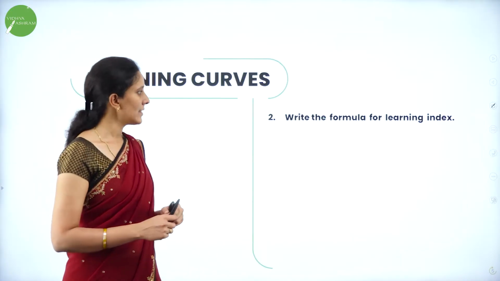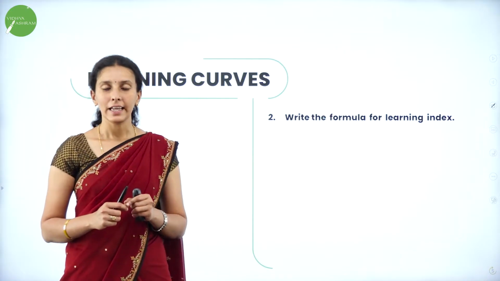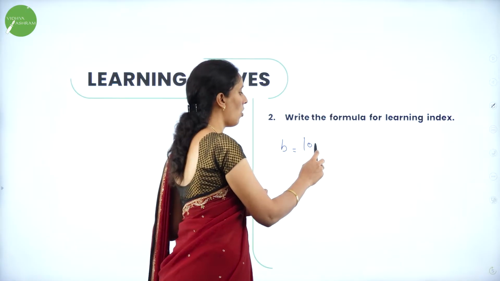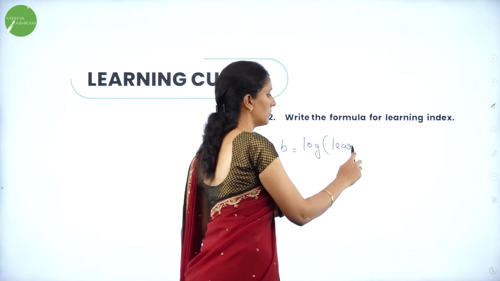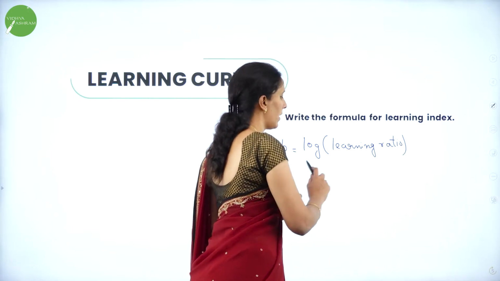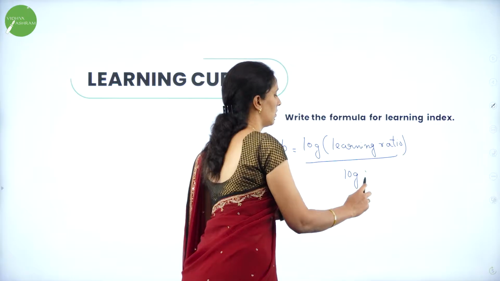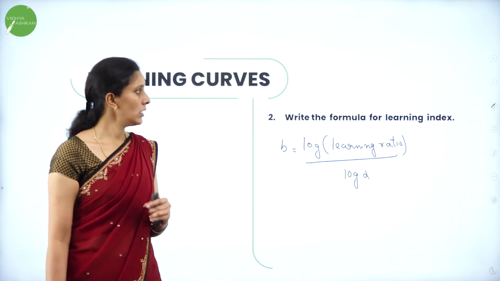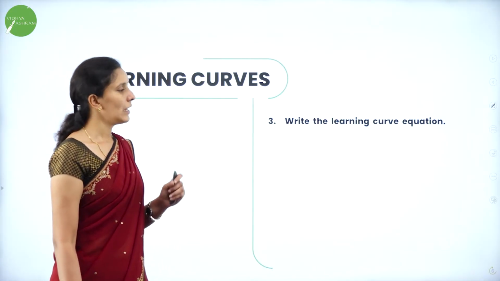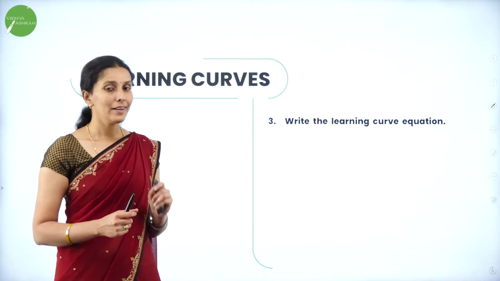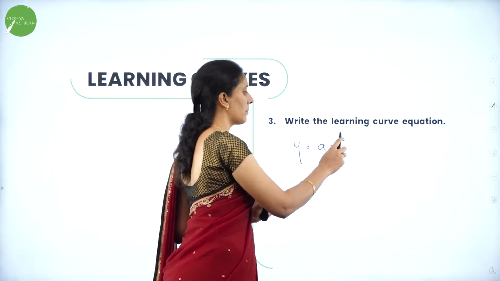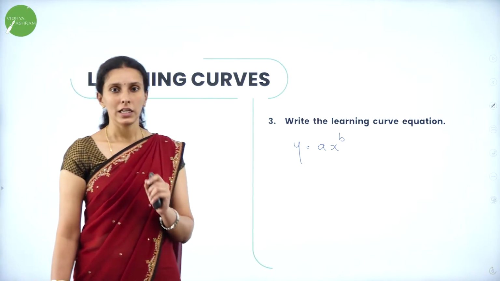So next question is write the formula for learning index. So learning index is given by the formula B is equal to log of learning ratio divided by log 2. So this is the formula to find out the learning curve index. Next one, write the learning curve equation. So the learning curve equation is given by y is equal to a into x to the power b, where b is the learning index.